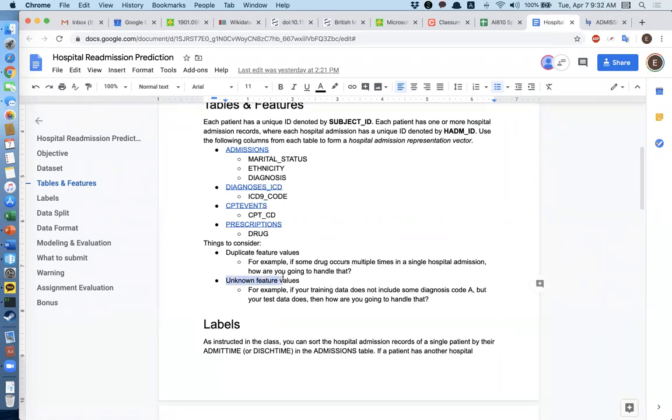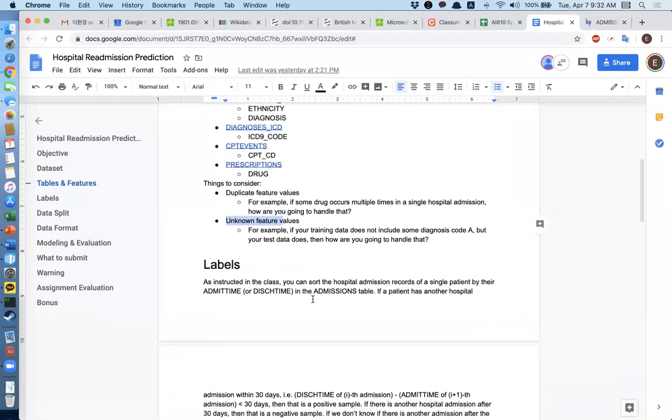And another thing to consider: unknown feature values. For example, you're going to extract diagnosis codes from here. If it so happens that your training data does not contain a specific diagnosis code, but your test data does, that is an unseen feature value. So how are you going to handle that? That is, again, up to you. As long as you do it reasonably, it doesn't matter.